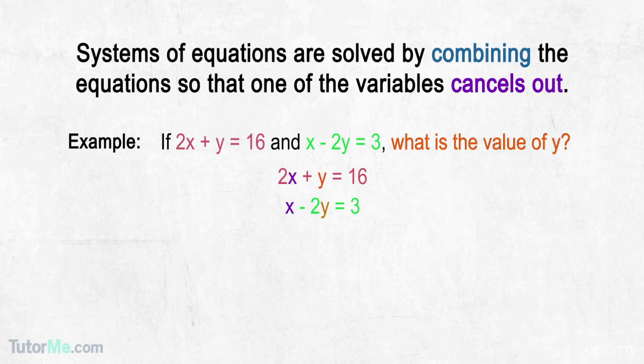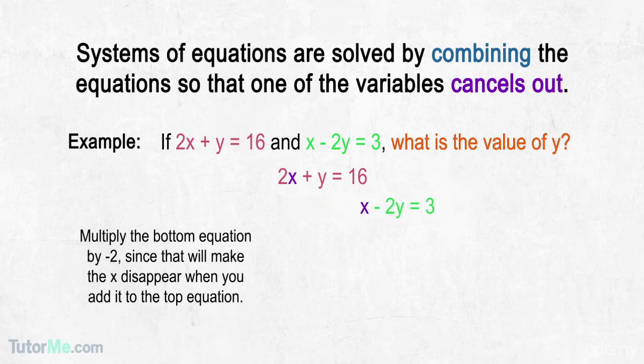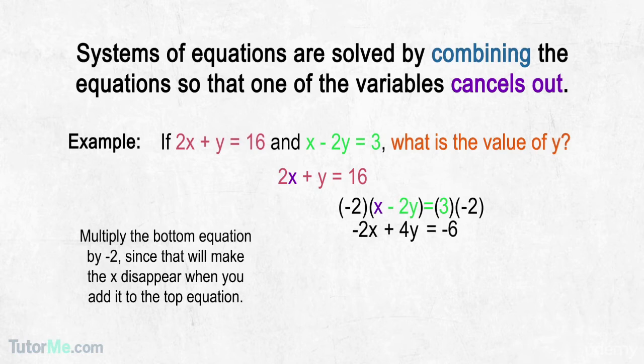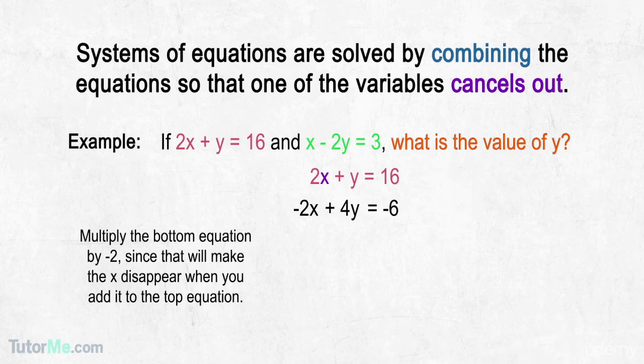So how do we get rid of the x's? Well, we'll need to get the opposite of x on the bottom equation. To do that, we'll multiply the entire bottom equation by -2. Distribute the -2 out, and we have -2x plus 4y equals -6. Don't forget to distribute to both sides of the equation. So now we'll stack the equations again, with 2x plus y equals 16 still on top and -2x plus 4y equals -6 now below it.